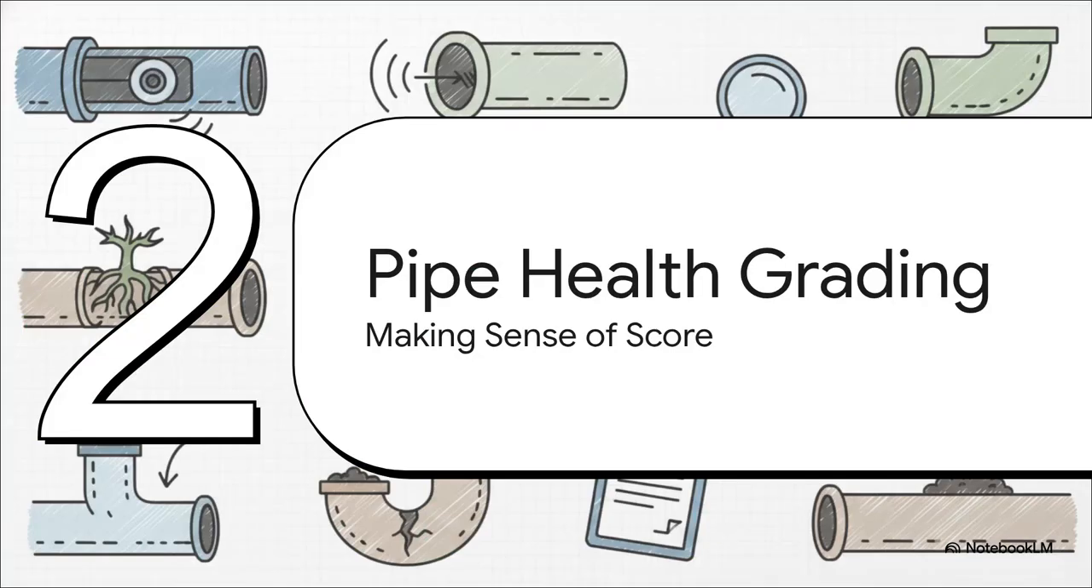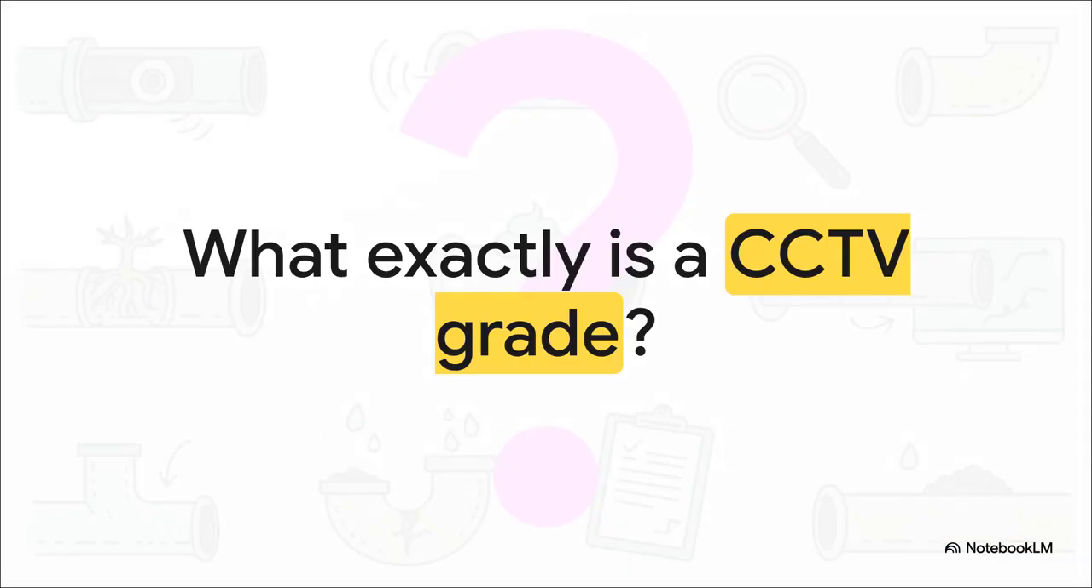Moving right along to Section 2, Pipe Health Grading Systems, or basically making sense of the score. You might be staring at your inspection paperwork right now, kind of scratching your head asking yourself, what exactly does a CCTV grade or condition score even mean? I know, it sounds like some kind of high-level security clearance, right? But the concept is actually super straightforward.